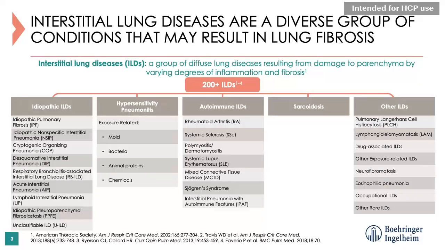And there's also a group called interstitial pneumonia with autoimmune features, which is a group that doesn't meet criteria for connective tissue disease, but has features of this disorder. They can also have variable degrees of inflammation and fibrosis on their imaging and pathology. Other groups that we see include sarcoidosis and less common ILDs, which we're not going to talk about today.